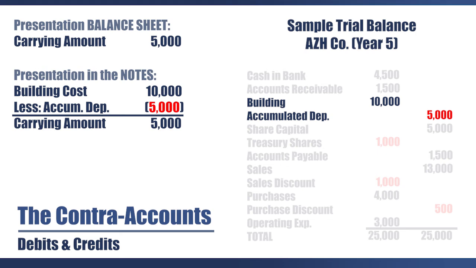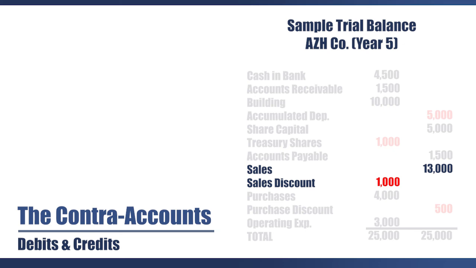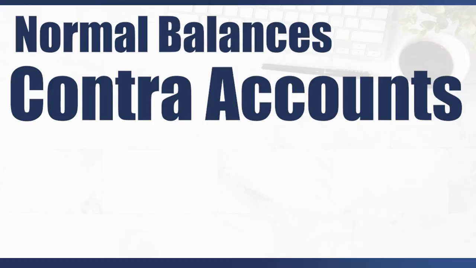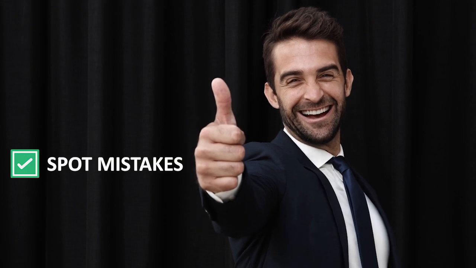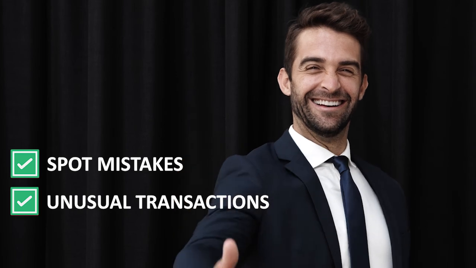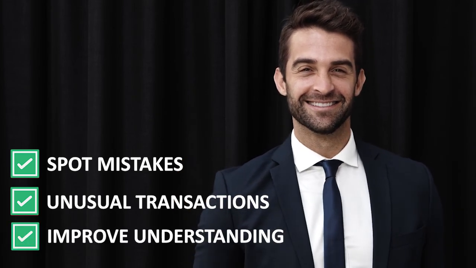An example of a contra-equity account is treasury shares. We also have sales discounts for contra-revenue and purchase discounts for contra-expense accounts. The nature of normal balances and contra-accounts, coupled with a solid background on debits and credits, will help you understand the trial balance a little bit better. It helps you spot mistakes in the journal entries. It helps you identify weird or unusual transactions, or just improve your understanding of the financial statements in general.